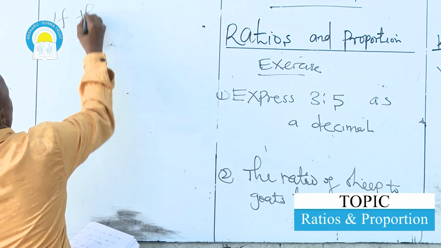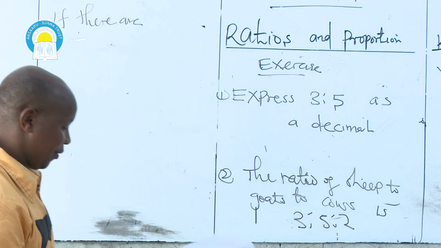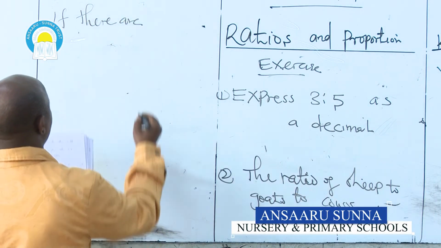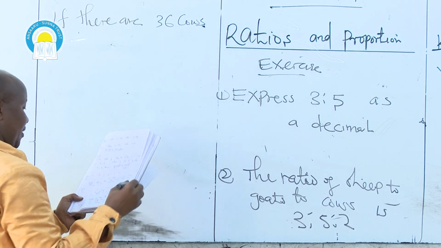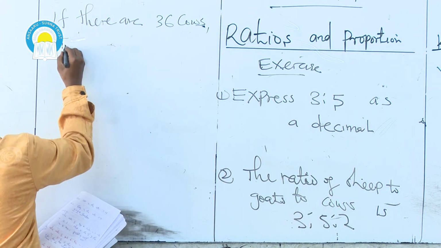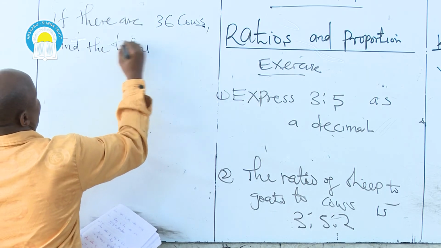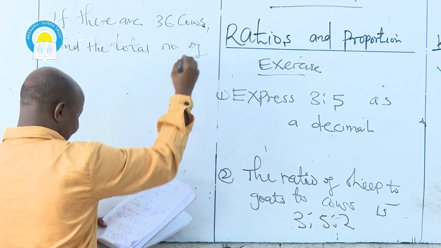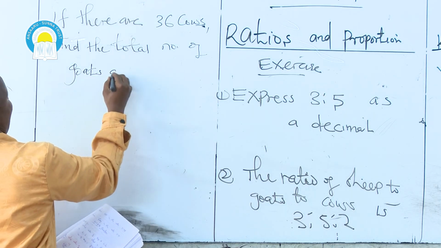If there are 36 cows, find the total number of goats and sheep.